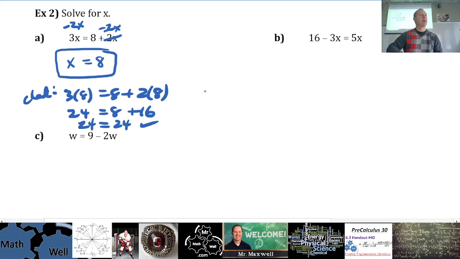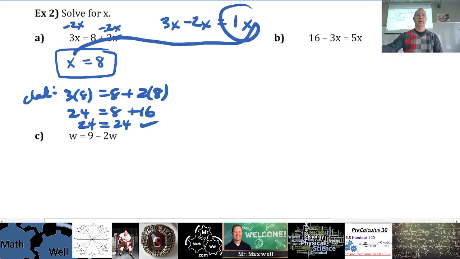Questions? Yeah, question? Why did the 3x just go away? Well, because we have 3x on the left side minus 2x. That equals 1x. And that's what I put right there. That's 1x. So this is the same as 3 minus 2 is 1x. I just didn't put the 1. But it's 1x, and then you would just show it as just x. Does that help? Yeah. Okay, good question.